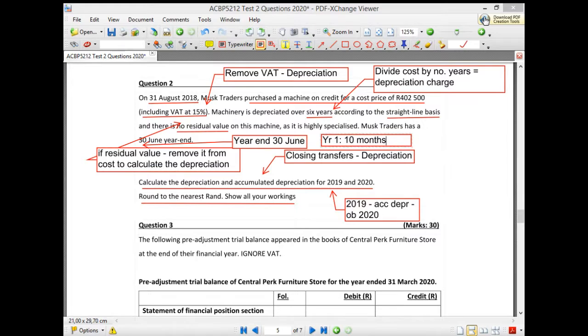Okay, let's see what the guys said online. Okay, so Mabali said it's 10 months. That's correct, Mabali. Okay, so year one is 10 months. So just remember, if it's at the end of the month, you ignore that month and you only start counting in the following month. And then year two would have been 12 months.